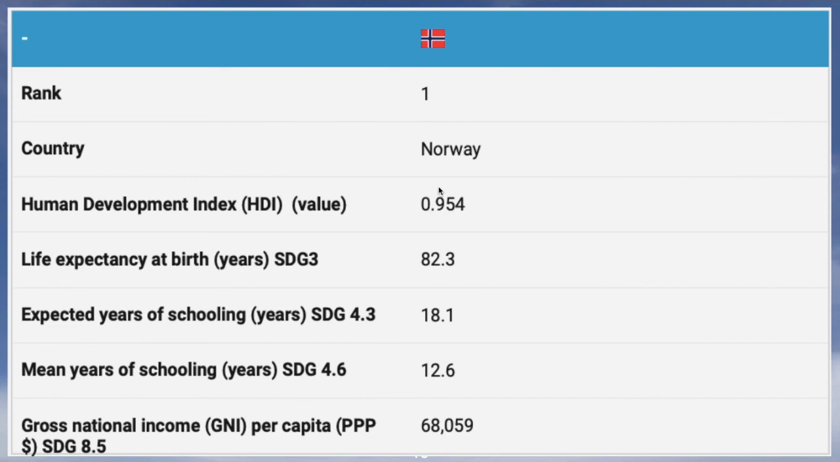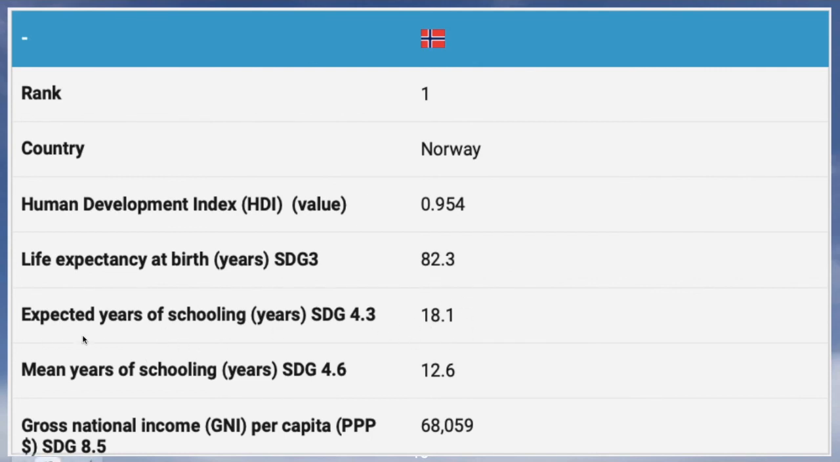This would be out of 1. Okay, 1 would be perfect. Life expectancy at birth is 82.3 years. Expected years of schooling, 18.1. So that's way more than what we even saw on that map. They were literally off the charts. And then down here, so that's expected years of schooling. Mean years of schooling is actually 12.6. Okay, so that was right within that range that we saw, but expected years of schooling, woo, off the charts.